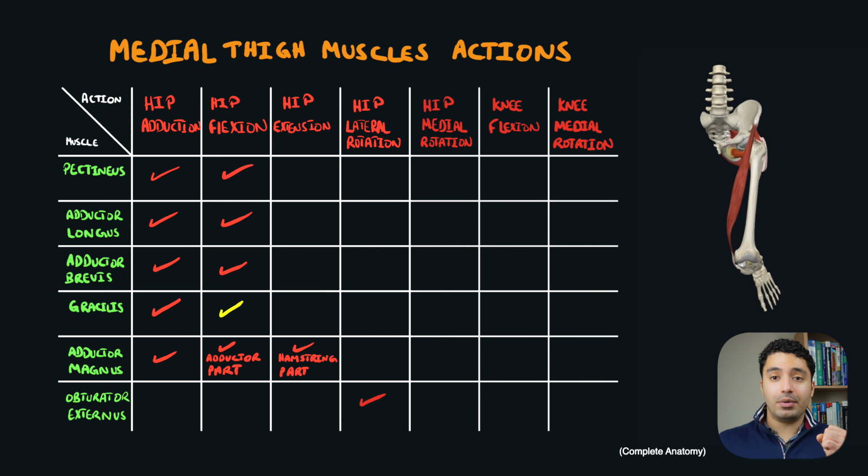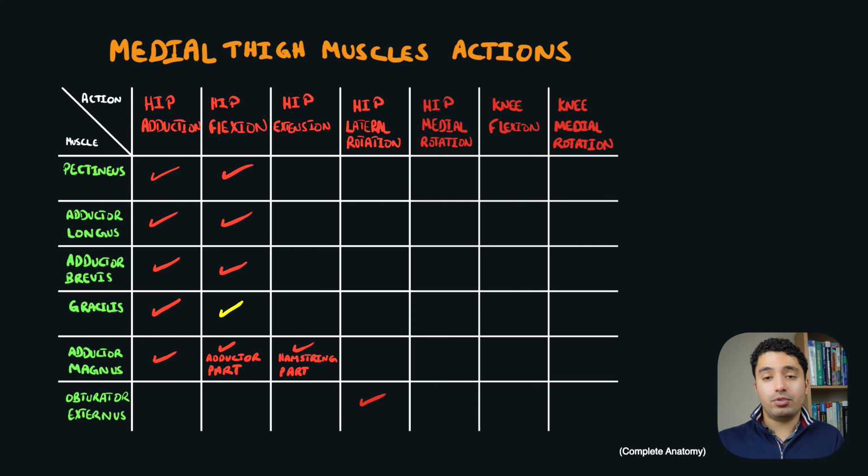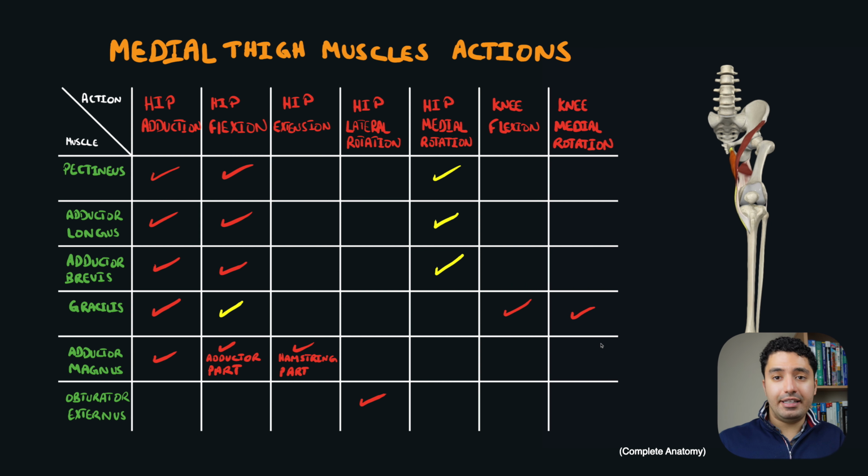In terms of rotation, hip lateral rotation is performed mainly by the obturator externus, whose major role is to hold the head of the femur tight inside the acetabulum, whereas medial rotation is actually performed by the gluteus minimus and medius. However, it's assisted by the pectineus, adductor longus, and adductor brevis. As the gracilis crosses the knee, it contributes to knee flexion and knee medial rotation.